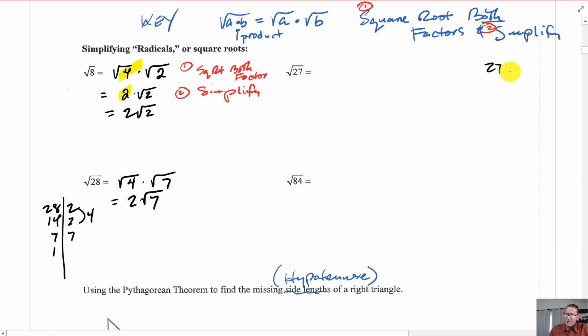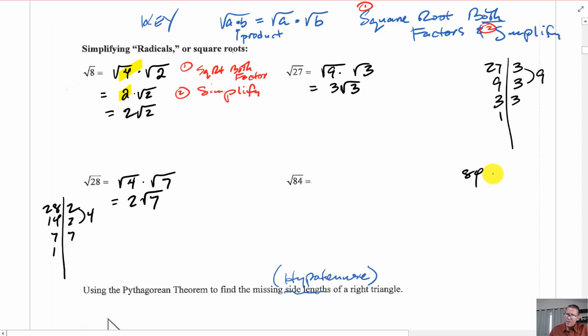Now 27 is not even, so you divide it by 3, you get 9. Divided by 3, you get 3. Divided by 3, you get 1. So you get a square here, and the factors are 3 and 9. So this gives you the square root of 9 times the square root of 3, which is commonly known as 3 root 3. So you square root both factors, and then you simplify.